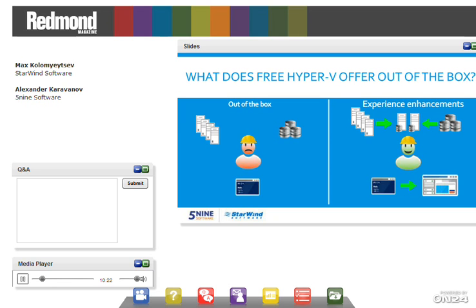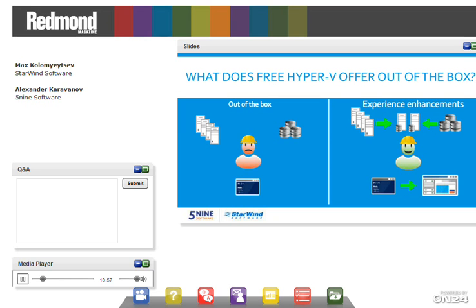If we go with experience enhancements like getting the Hyper-V standard license, Windows 2012 R2 Standard, getting additional software which would simplify our storage life, and getting additional solutions which would simplify managing this cluster, that would be great. So in our case, StarWind provides the solution which eliminates the need for shared storage and basically converts local storage resources into a highly available shared storage pool.